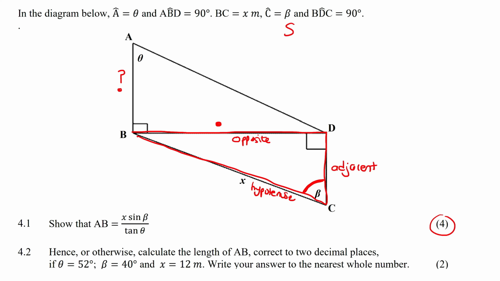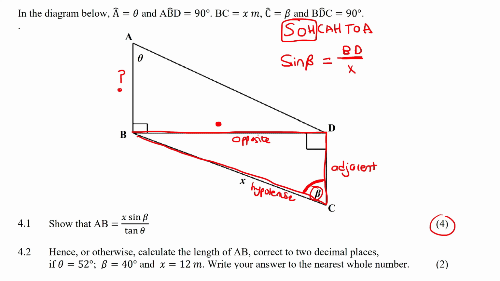Now we need to think about sin, cos, and tan. SOHCAHTOA is the one I like to use. The thing we're looking for, we said we're going to try find this length over here. So we're looking for the opposite. And what do we already have? We already have the hypotenuse. They've already given that to us. So we're going to use the one that has opposite and hypotenuse. That is sin. So we're going to say sin of the angle. What is the angle? Beta. Now equals opposite, which is the length BD, over the hypotenuse, which is X.